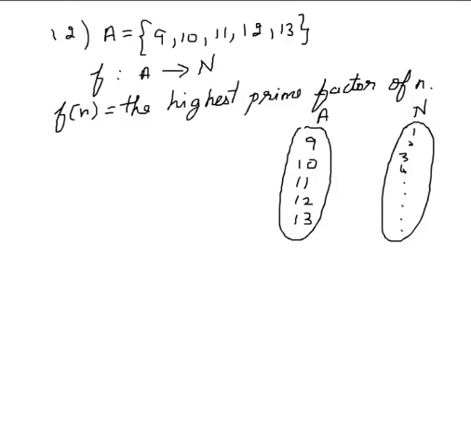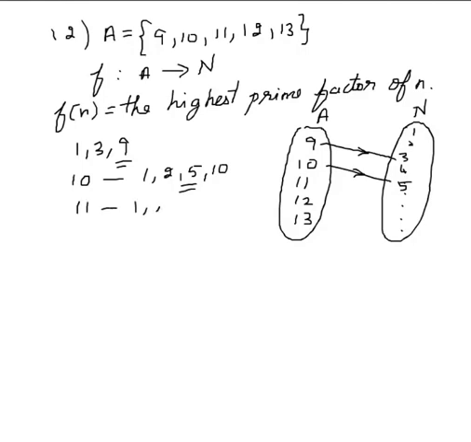The highest prime factor of 9. The highest prime factor of 9 is 3. The factors of 9 are 1, 3, 9. But 9 is not a prime number. So the highest prime factor is 3. 9's image is 3. Then for 10, the factors for 10 are 1, 2, 5 and 10. The highest prime factor is 5. 10's image is 5.